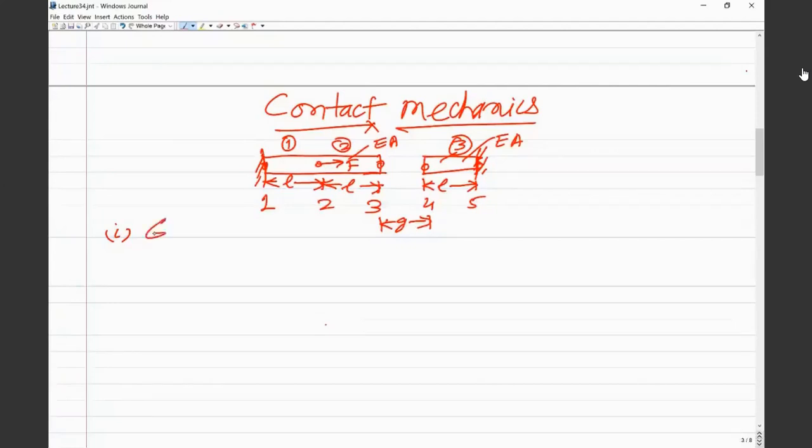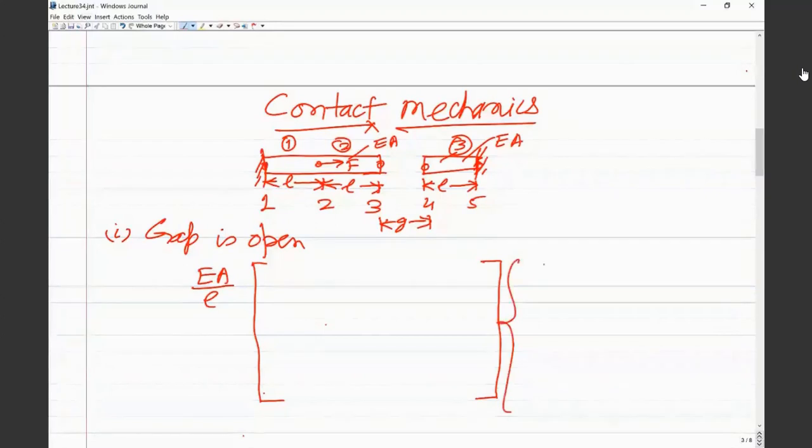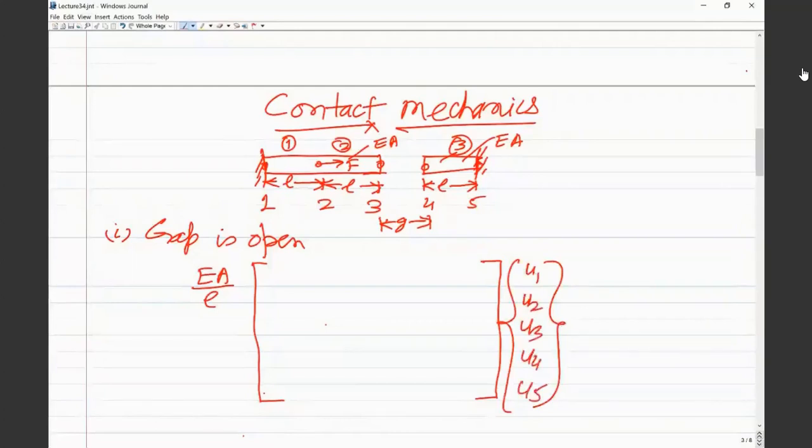So now the first case we are looking at is when the gap is open. How do we solve the problem then? I think you already know the stiffness matrix for each element. Let me show you the assembled stiffness matrix, because all the elements have the same E and the same L, so that can be taken out. Before imposing the boundary conditions we will have the degrees of freedom U1, U2, U3, U4 and U5, and on the right hand side we will have forces.